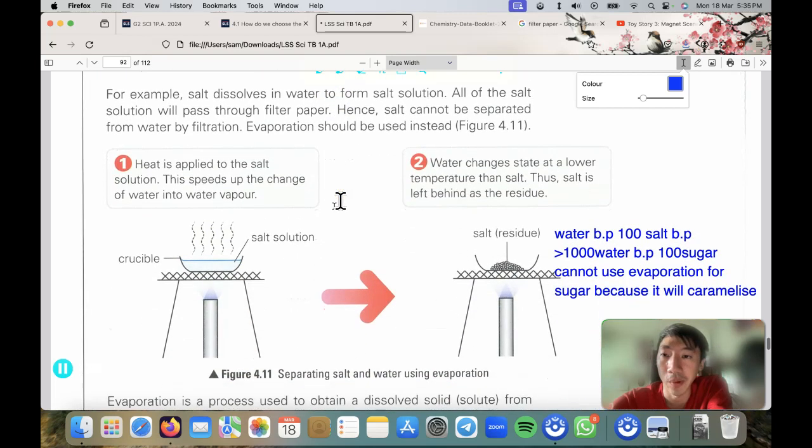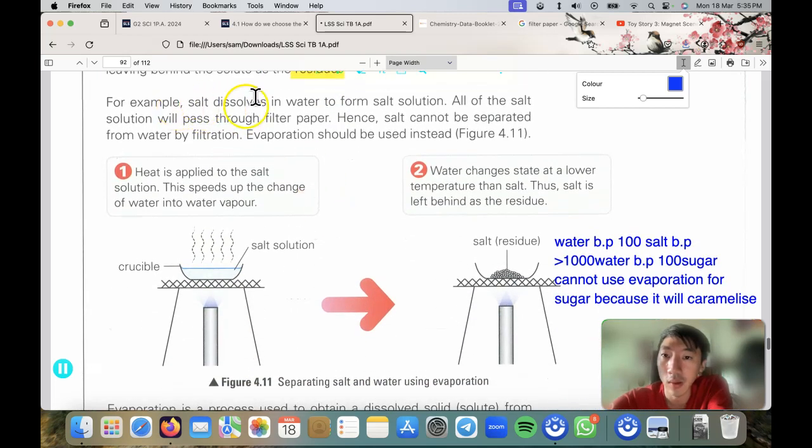Okay, let's look at the example over here. We see that salt dissolves in water to form salt solution. All of the salt solution will pass through the filter paper, as we saw in the video. Hence, salt cannot be separated from water by filtration. Evaporation has to be used instead.